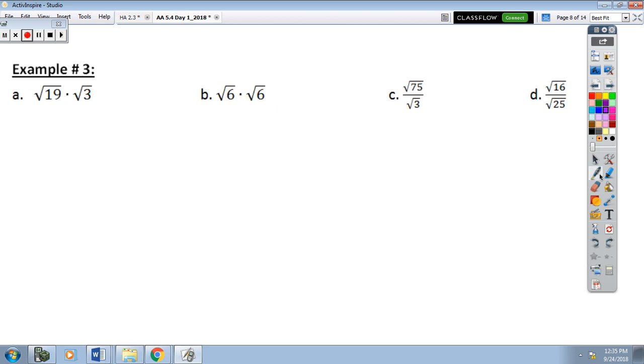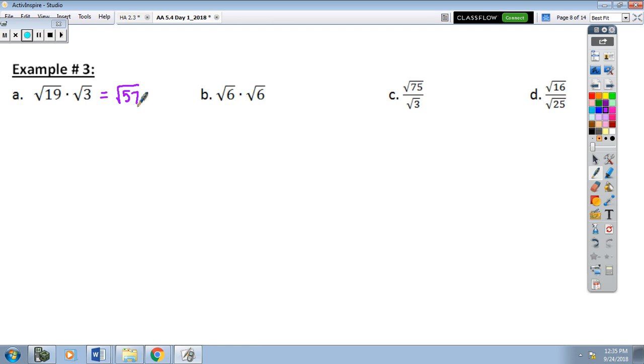Okay. All right, so we have multiplying, dividing, adding, subtracting. When you're multiplying, you literally just multiply anything inside with the inside and outside with the outside, and then you keep it where it's located. So for the first one, we'll just multiply those together. 19 times 3 is 57. So this will get me the square root of 57. And then we'll see if we can reduce it.